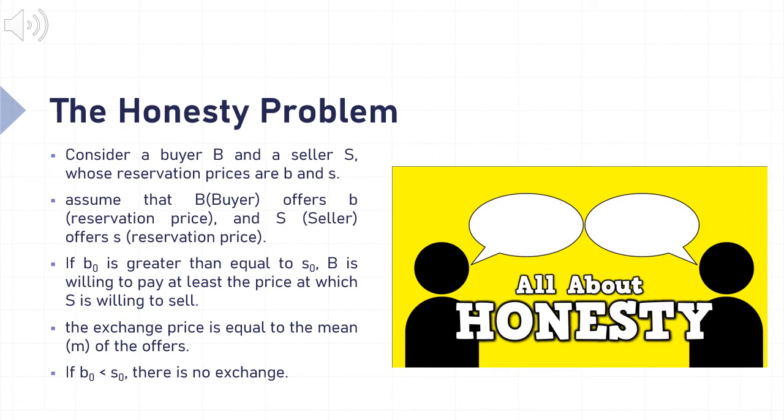Now let's talk about bargaining procedure and the problem of honesty. I'll be covering the honesty problem and the bonus procedure. The honesty problem: consider a buyer and a seller who have their reservation prices respectively. In a single offer bargaining situation, let's assume that the buyer offers his reservation price and the seller offers his reservation price.